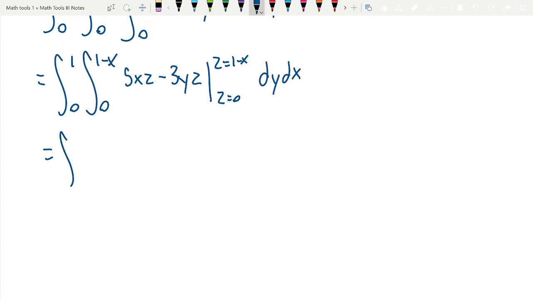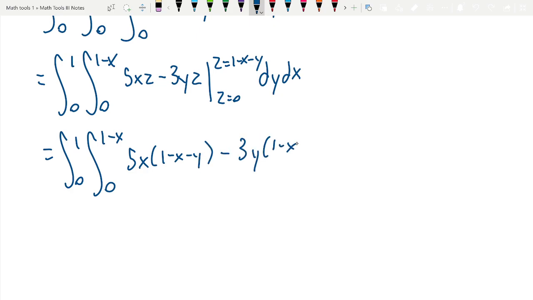Okay. And I just wrote the wrong bound again. 1 minus x minus y. Right, so this is going to be 5x times (1 minus x minus y), minus 3y times (1 minus x minus y), dy dx. So you probably just want to multiply it out right away.